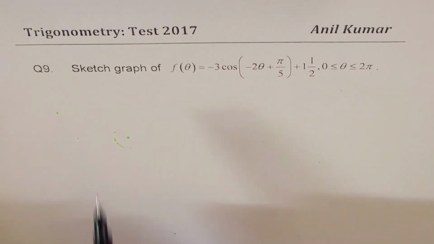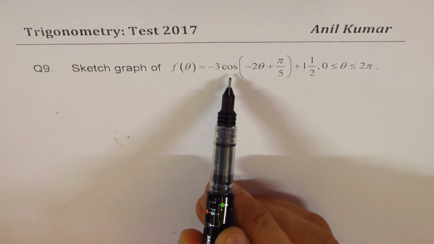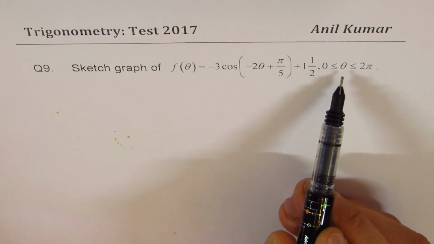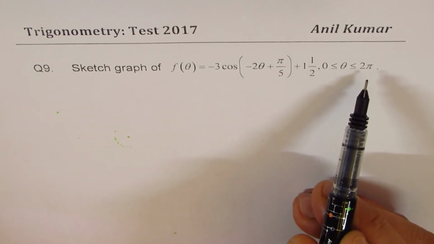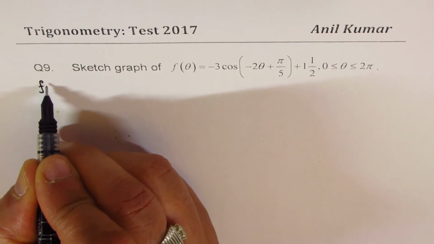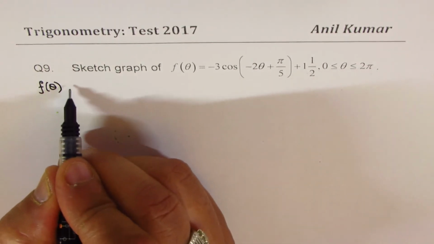Question number 9. Sketch the graph of f of theta equals minus 3 cosine of minus 2 theta plus pi by 4, plus 1.5, where theta is between 0 to 2 pi. So we had this earlier also as question number 6. Now we are going to sketch this particular function.